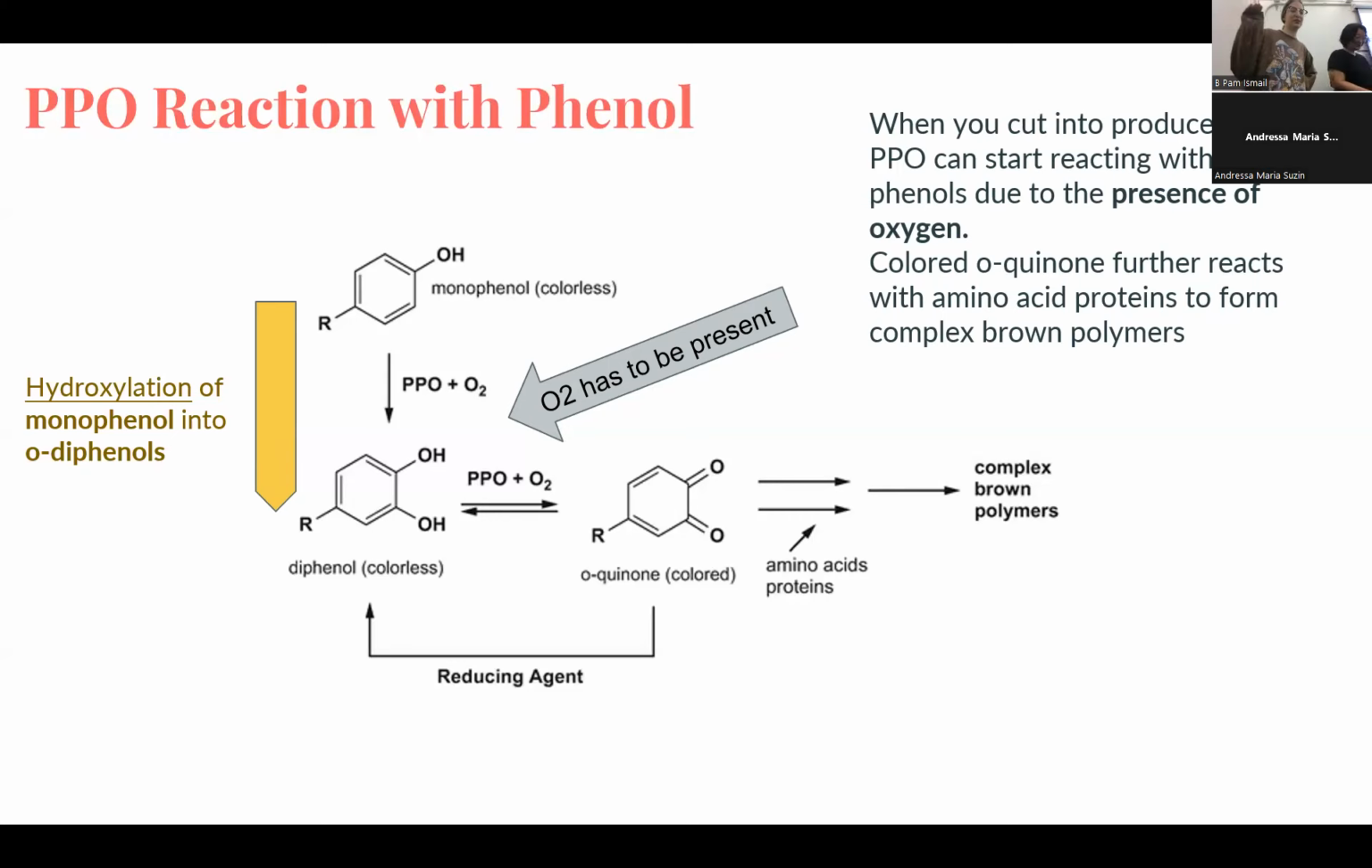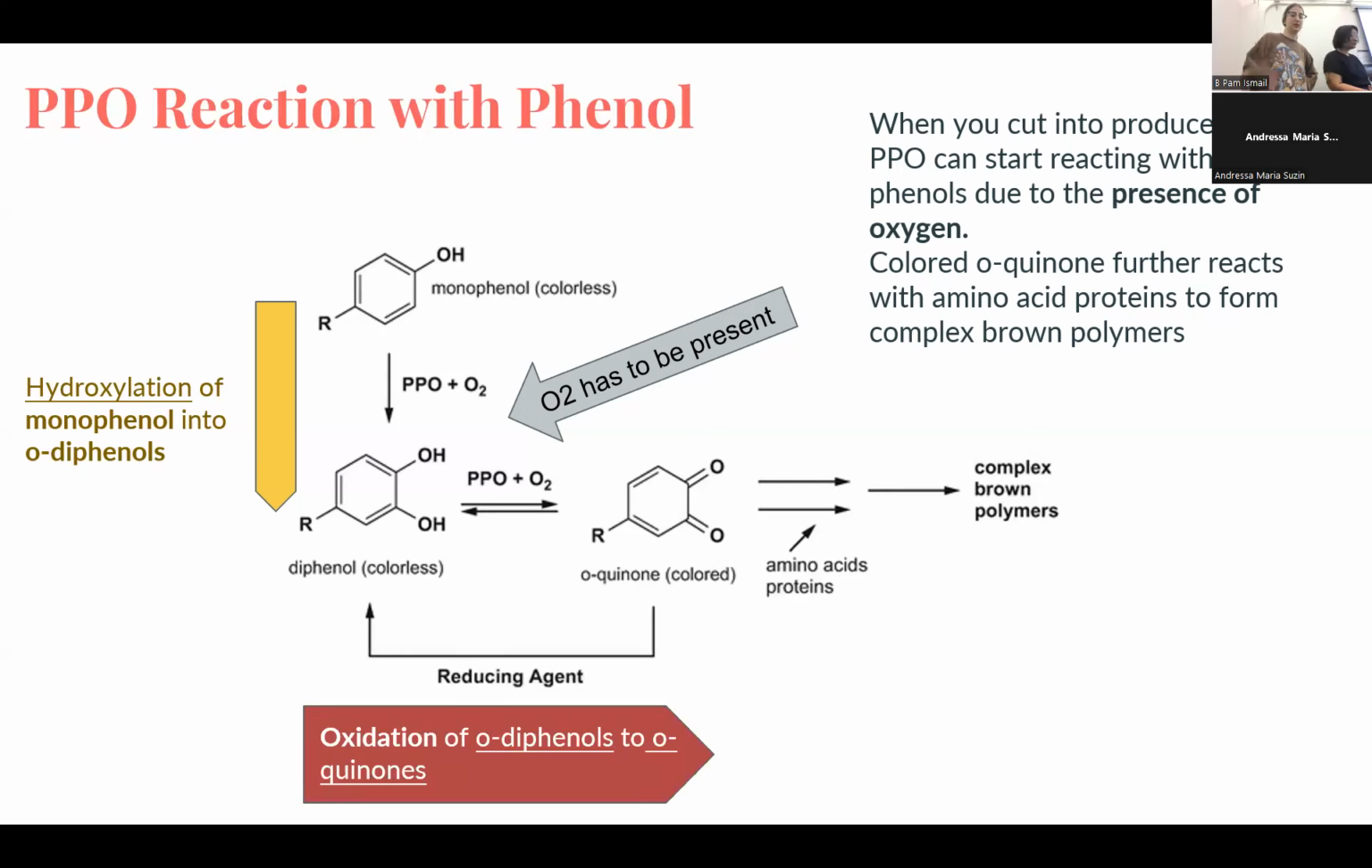This is the reaction of polyphenol oxidase with phenol. First of all, the phenol goes through hydroxylation into a diphenol. And for this entire reaction, oxygen also has to be present. Afterwards, the diphenols are oxidized into o-quinones, and then they go through a further reaction with a lot of other things to form complex brown polymers.